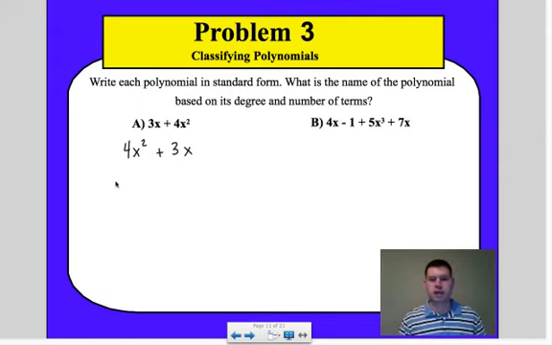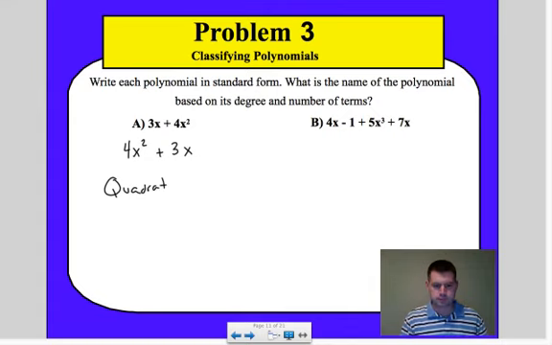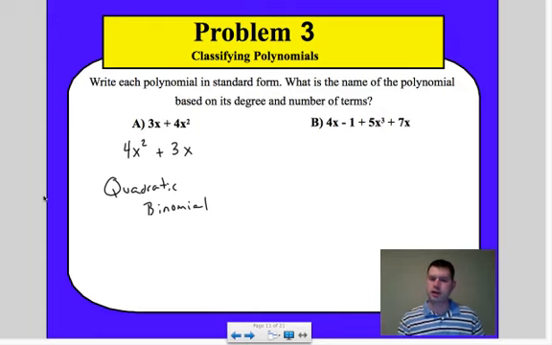It says, what is the name of the polynomial based on its degree and number of terms? We're going to call this a quadratic and then binomial. You can write that on one line. I just wanted to separate that to give you that idea. So it's a quadratic binomial. That's the name of it. We write it in order, highest degree first, lower degree second, and so forth.